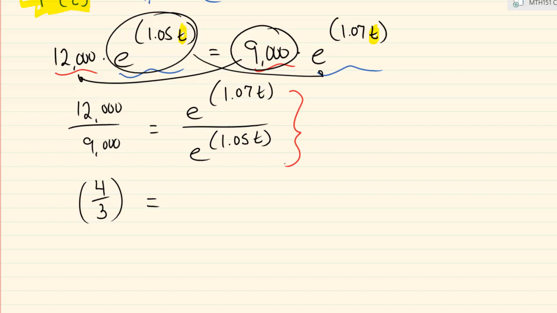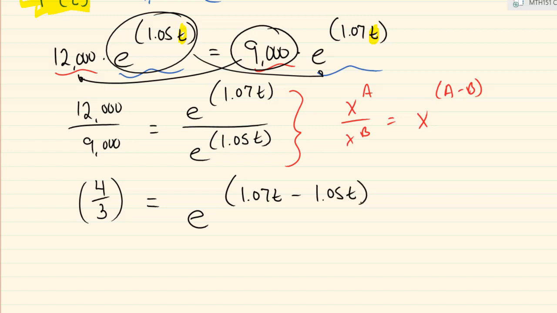And now to reduce the right-hand side, you have to make use of the quotient rule for exponents, which says if you have x to the a divided by x to the b, that is equal to x to the a minus b power. So we can rewrite the right-hand side as e to the 1.07t minus 1.05t power. We can simplify this further by writing it as e to the 0.02t power. And now we have an exponential equation with the variable in the exponent.